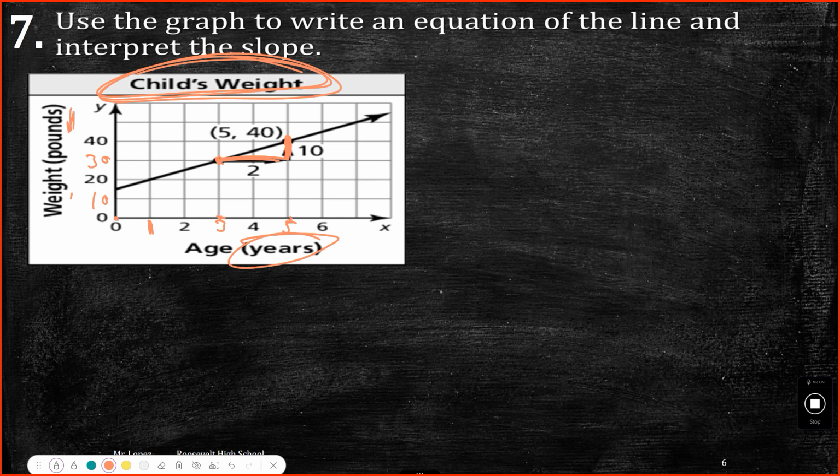So at 3 years old, he weighed about 30 pounds. At 5 years old, he weighed 40. So he increased by 10 in 2 years. In 1 year, he increased his weight by 5 pounds. That's how you interpret this kind of thing. So let's go ahead and do it.